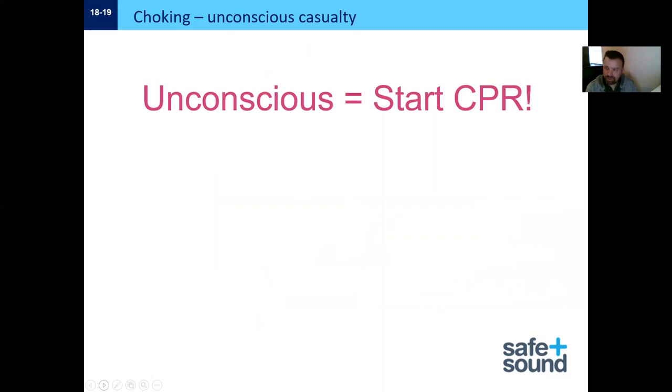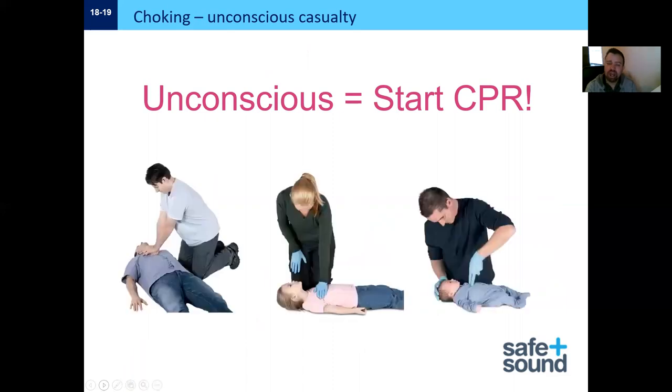If it hasn't been removed, we're going to go into our unconscious casualty situation, and we're going to start CPR. And what is hoped is that through the chest compressions, it will come out, or at least through the rescue breaths going in, you could push it in.